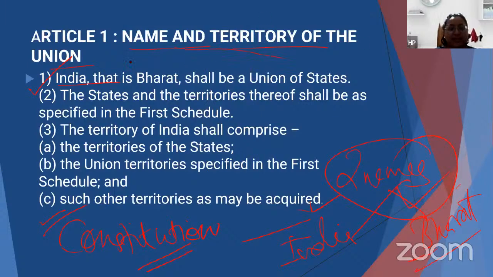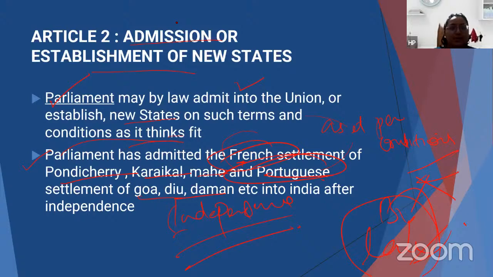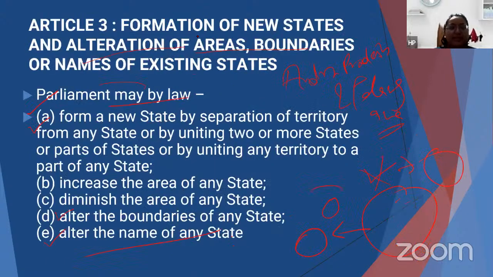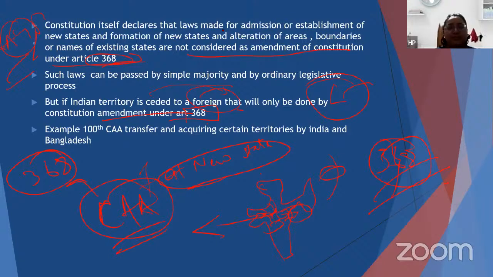Article 1 mentions the name and the territory of the union. Article 2 mentions admission or establishment of new states. Article 3 mentions formation of new states and alteration of the boundary of the existing states. And Article 4 mentions the amendment. Okay, if we do this with respect to the states within the country, then it is not considered an amendment under 368. But when it comes to a foreign territory, it will be considered an amendment under 368. Okay.